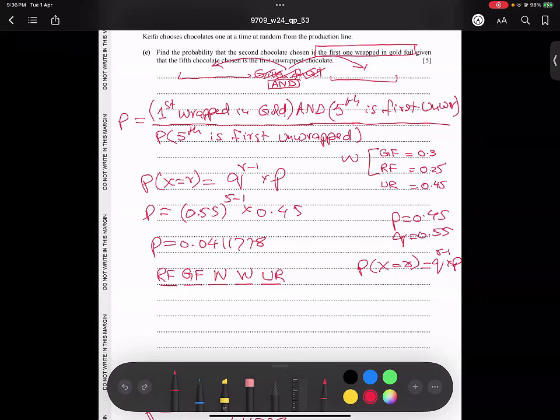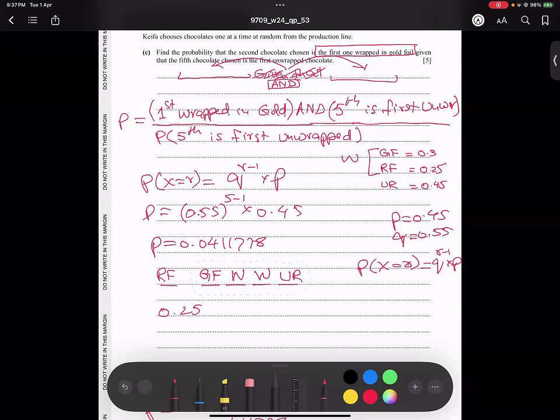So you may ask one question: why are you writing red foil here? Red, because we have to talk about the second chocolate, which must be gold foil. So the first must be red foil, and the red foil chocolate probability is 0.3. Okay, now we talk about gold foil. Wait a minute, no, sorry for that. Red, first is red. So I should write here red, and that is 0.25.